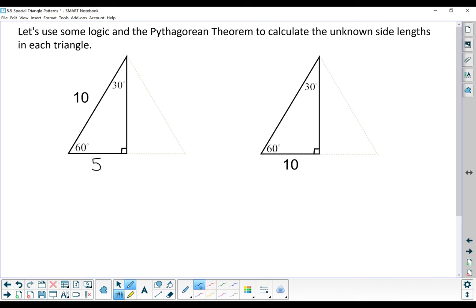If we do the Pythagorean theorem, I'm going to call this x. It would be leg squared plus other leg squared is equal to the hypotenuse squared. We're going to subtract the 5 squared. Now make sure you don't do 10 minus 5. This is not 10 minus 5. This is 10 squared minus 5 squared. So x squared is equal to 75. And if we take the square root of both sides of that equation, we get x equals 5 root 3.